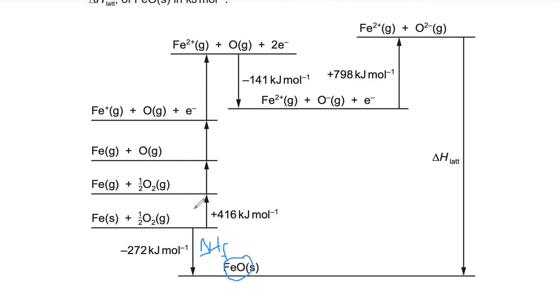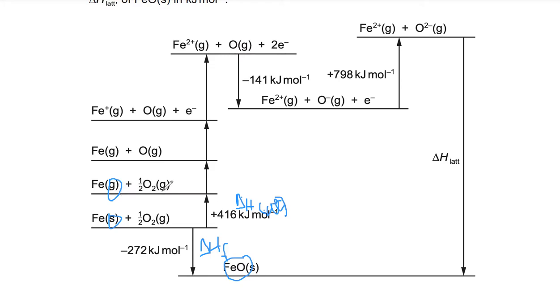Now moving on in the upward direction. So this is Fe(s), and over here it's Fe gas. It means that iron is being atomized. So this is the enthalpy change of atomization of iron.